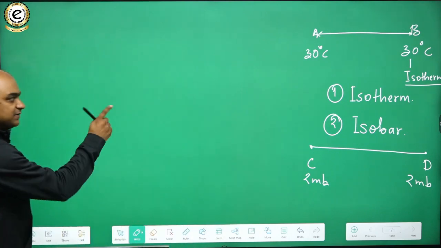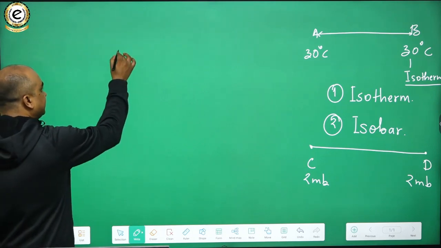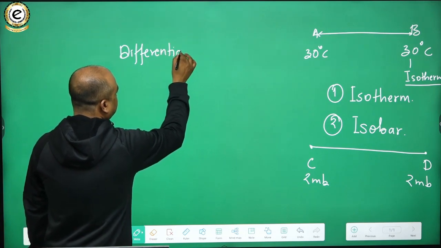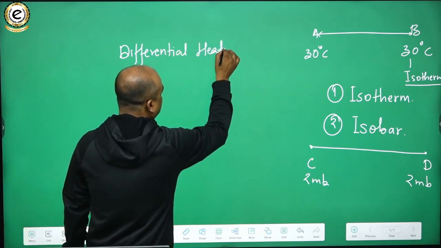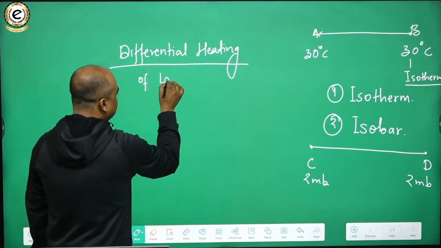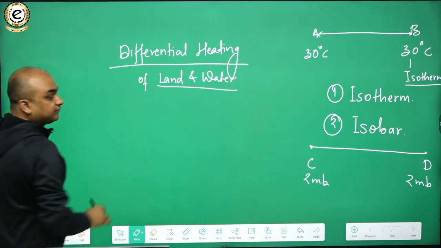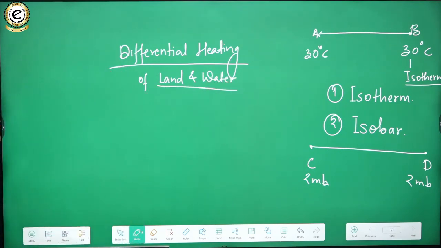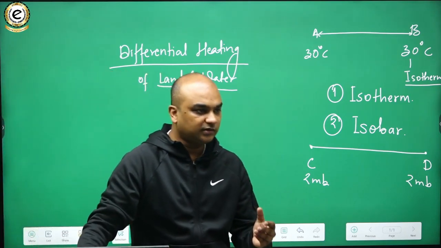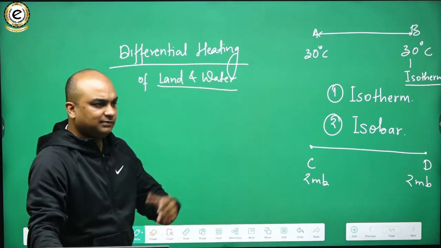But this becomes very crucial when we take into context something called the differential heating. Differential heating of land and water. Look here, very carefully. The land heats up quickly and cools quickly, whereas the water heats up slowly and cools slowly. Why does that happen?